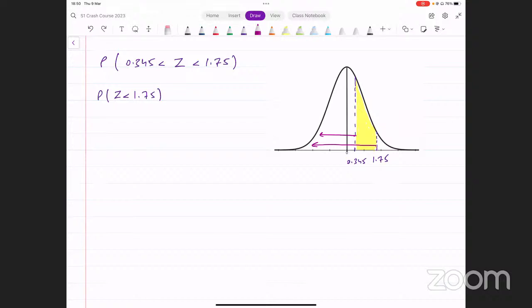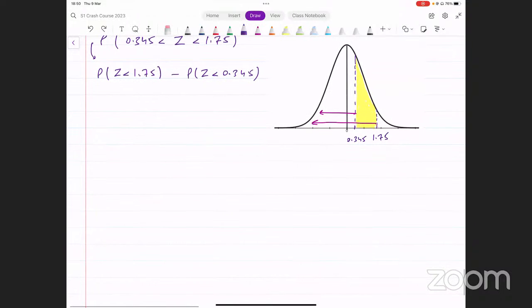Okay, so that's what we do here. We say this is the same thing as saying probability of z less than 1.75 minus probability of z less than 0.345. Now, both of these are in standard form. What's the standard form? Z less than a positive number. We can use the table to find these probabilities and then subtract them.